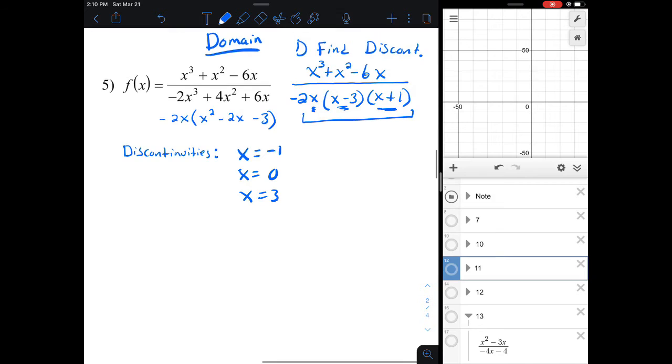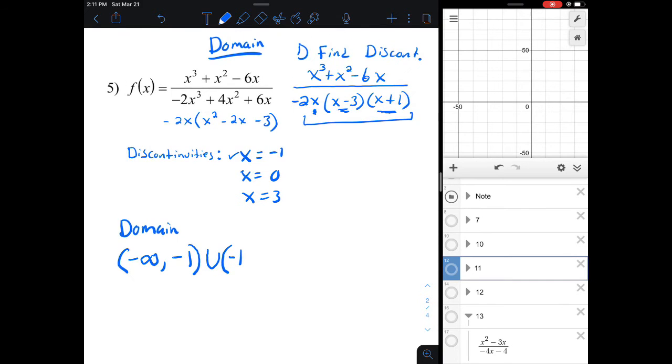Now, to write my domain, the domain of rational functions is the set of all real numbers except for the discontinuities. So I'm going to start with negative infinity, and then I'm going to go to my first discontinuity, which is at negative 1. So I'd go from negative infinity to negative 1, and then I have to use a parenthesis so it's non-inclusive. And then we're going to start a second interval, which says, okay, start at negative 1, but don't actually use it, get real close to it, and then go to your next discontinuity, which in this case is 0, so negative 1 to 0. And then start another interval that goes from 0 until you have another discontinuity, which would go from 0 to 3.